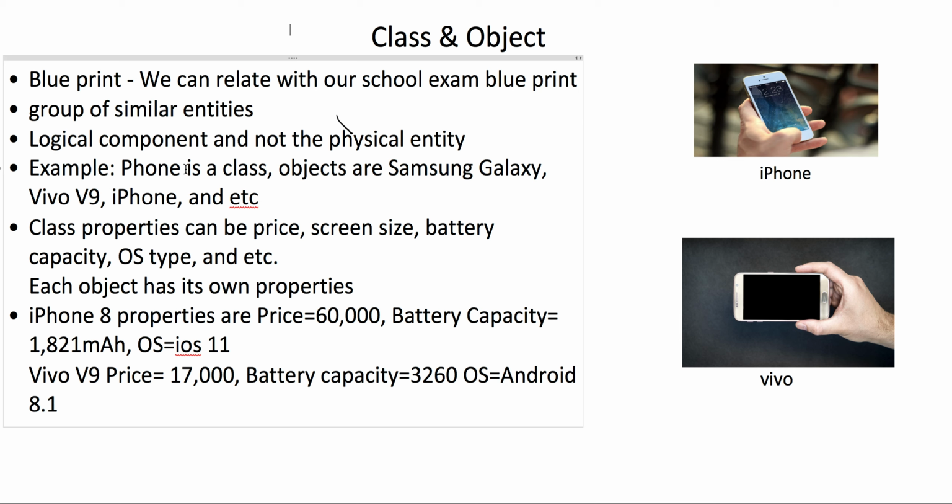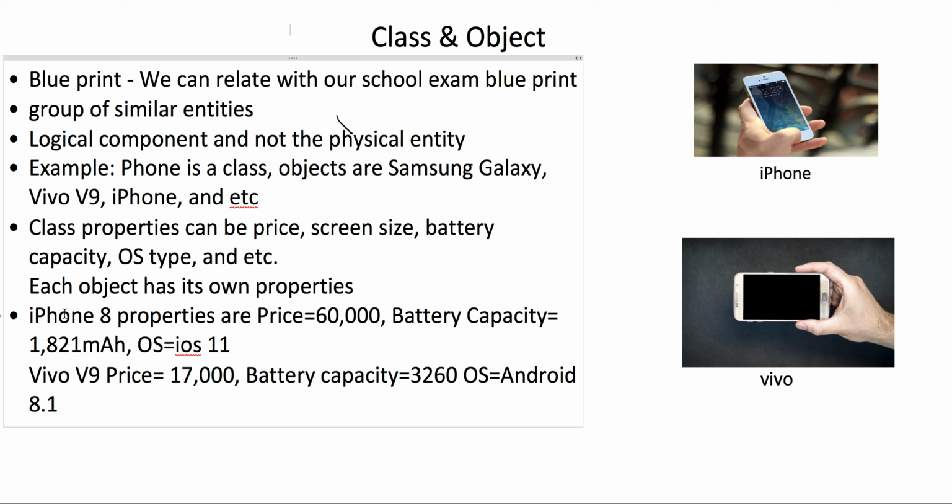If you consider phone as a class, then phone is a logical entity and phone has some properties like price, screen size, battery capacity, OS type and so on. So the objects can be created. Now we can consider this phone class as a blueprint. Using this blueprint, you could create n number of objects. The objects are Samsung Galaxy phone, Vivo V9 phone, iPhone. These are the actual physical entities or physical objects which are created using the phone class blueprint.